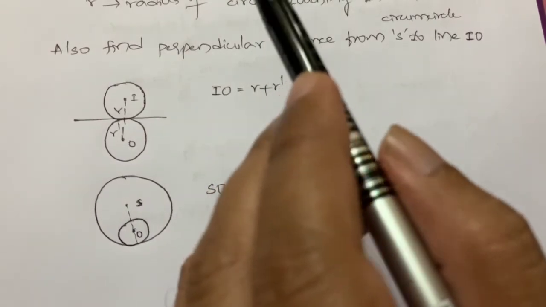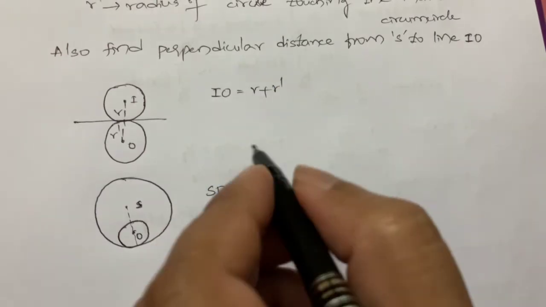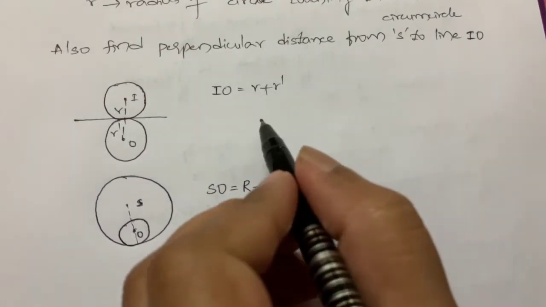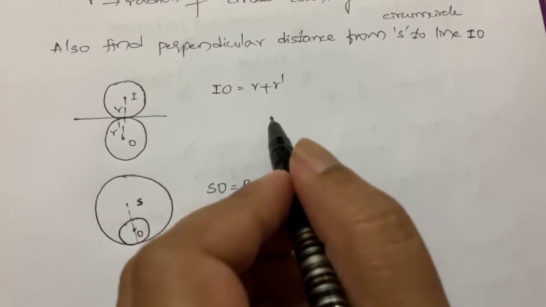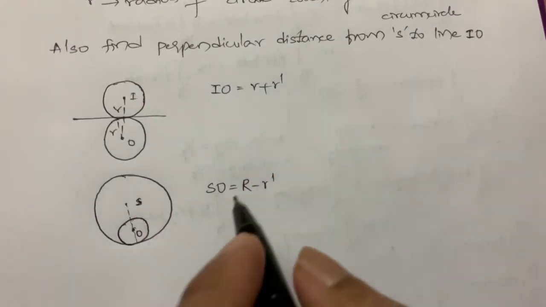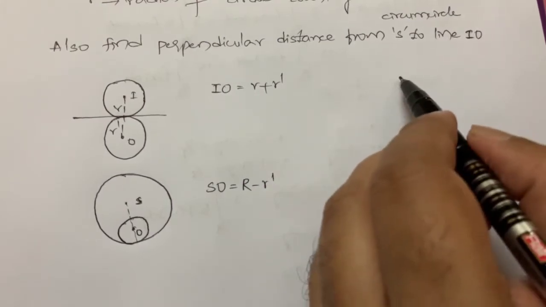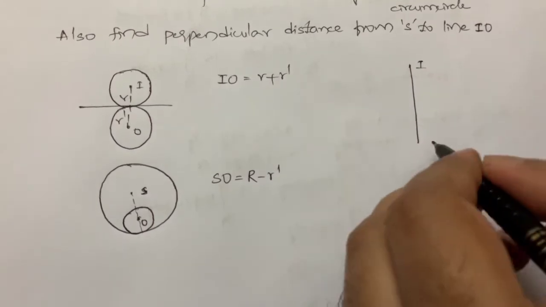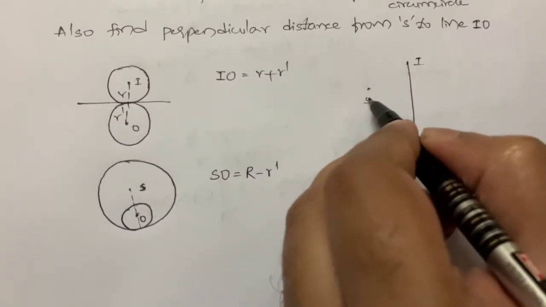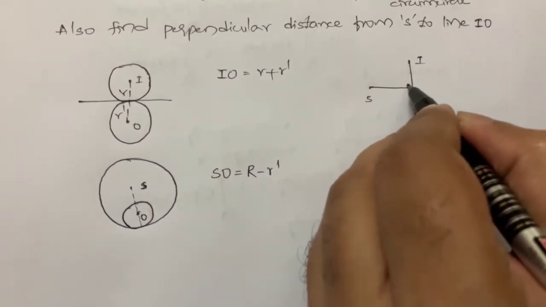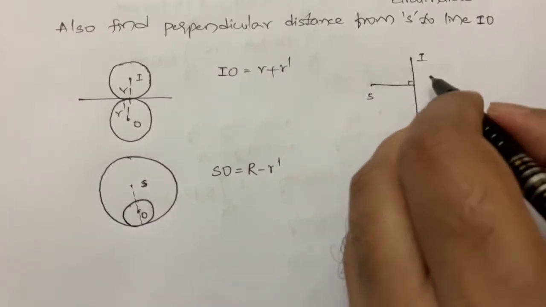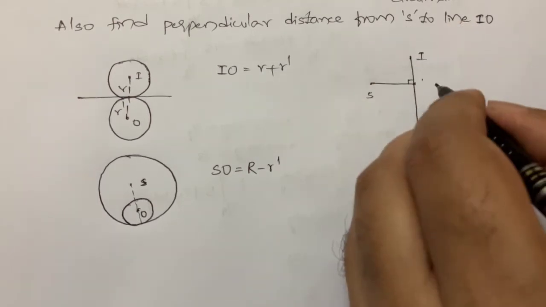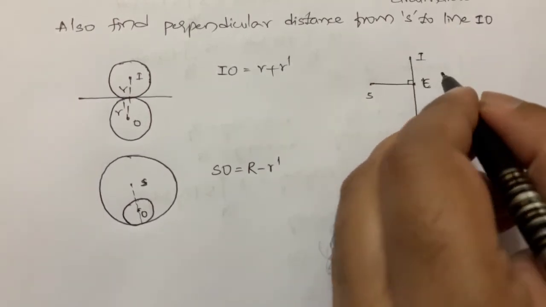So, if I want the distance IF, IF is small r, and then let us draw a line IO, I and this line is O. So from S we want the perpendicular distance also. Okay. So let us call this point E, because it is not given, right, E.